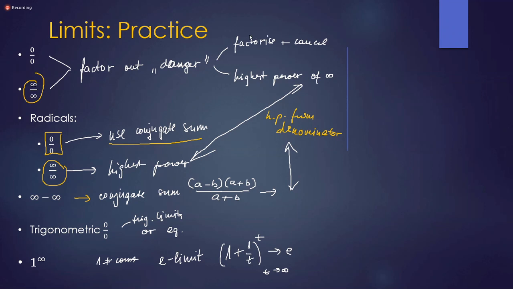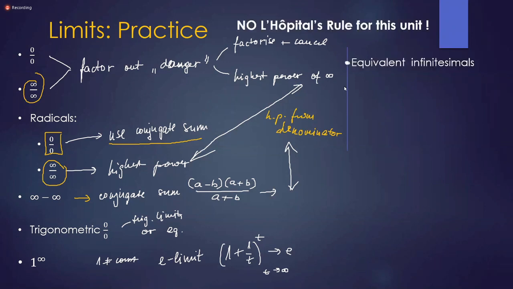So I remind you, there's no L'Hopital's rule for this unit. We will use L'Hopital's rule later, as I said, but before we are allowed to proceed to that, we need to master limits in general, because L'Hopital's rule is based on derivatives. Derivatives are based on limits. We cannot jump ahead because that would mean circular reasoning. Limits from derivatives, derivatives from limits. So no, not until we have been doing the derivatives.